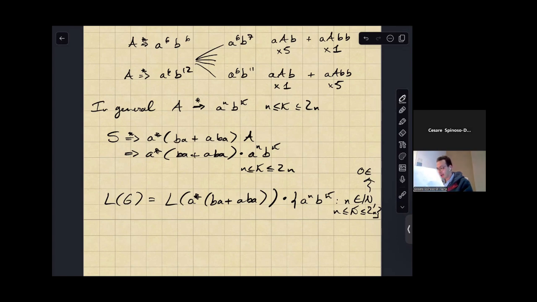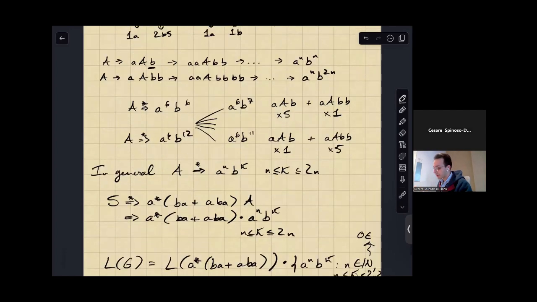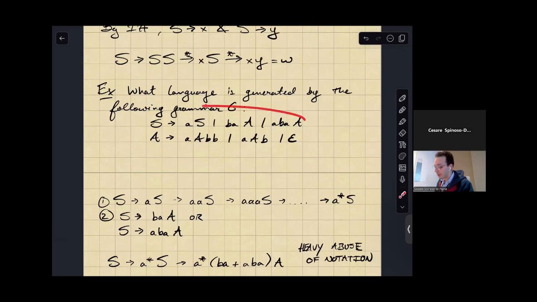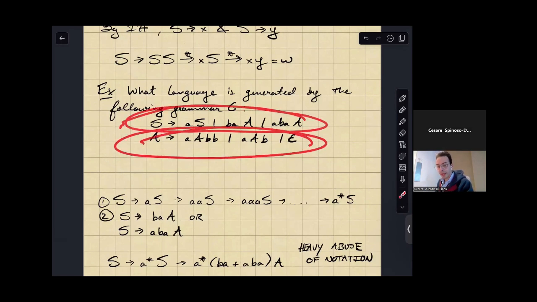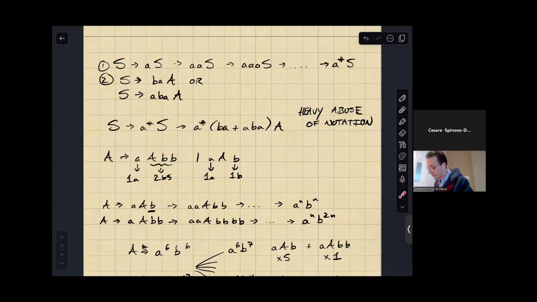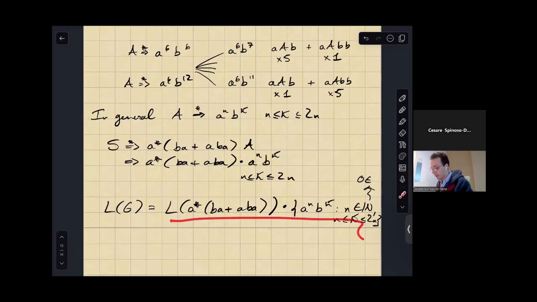I'm not going to give you a proof of correctness, but what the proof of correctness would entail is you would have to make a claim about what the strings generated by S are, and then what the strings generated by A are. Make that claim, and then prove both of those claims by induction, and combine them to show that altogether the language generated by the grammar is what I just said here.